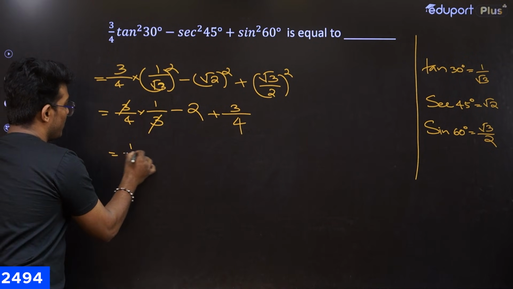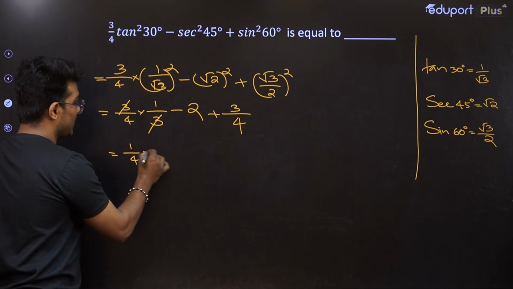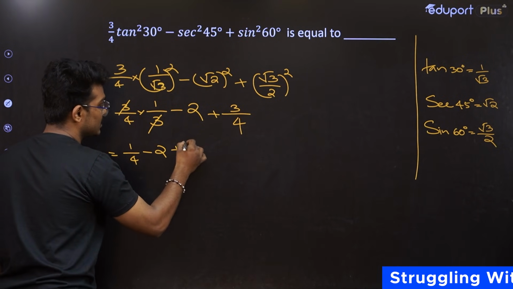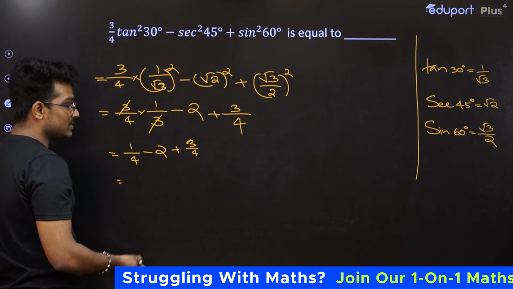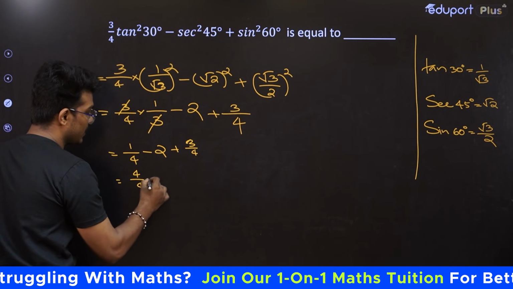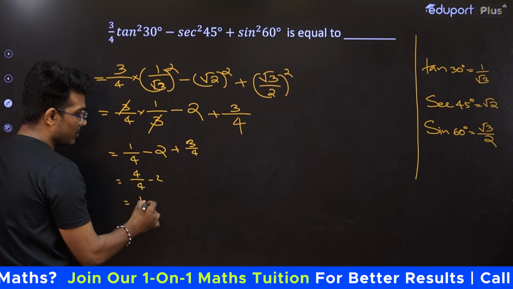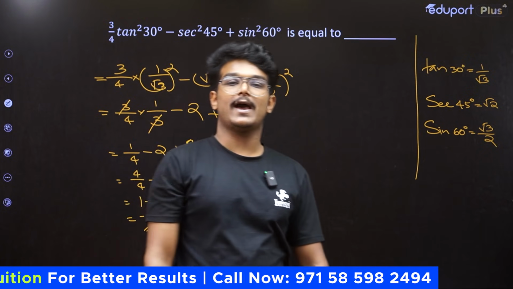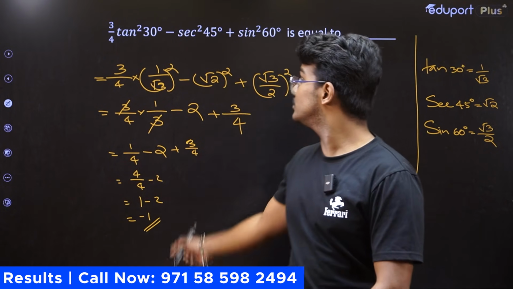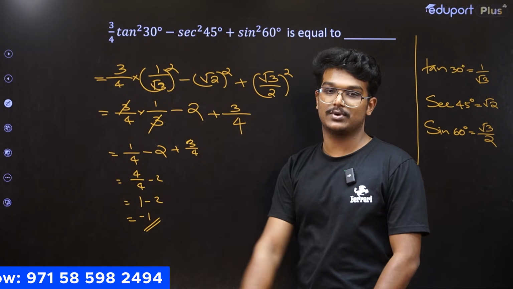Then it will be 1 by 4 minus 2 plus 3 by 4. 1 by 4 plus 3 by 4 is 4 by 4 minus 2. So 4 by 4 is equal to 1. 1 minus 2 is equal to minus 1. So minus 1 is the answer. The value of this expression is equal to minus 1.